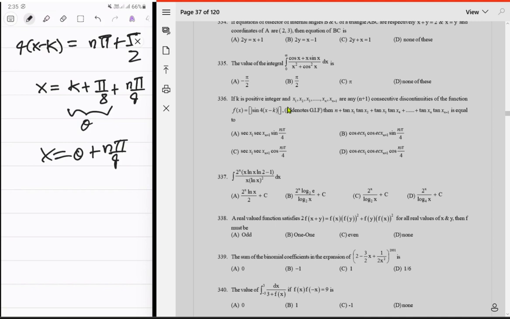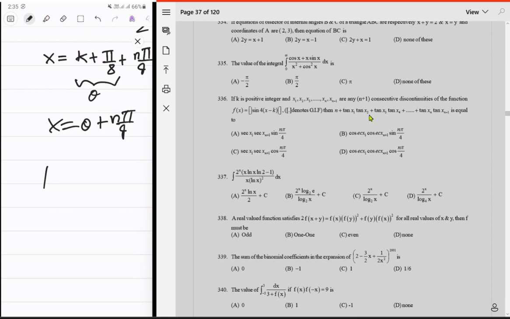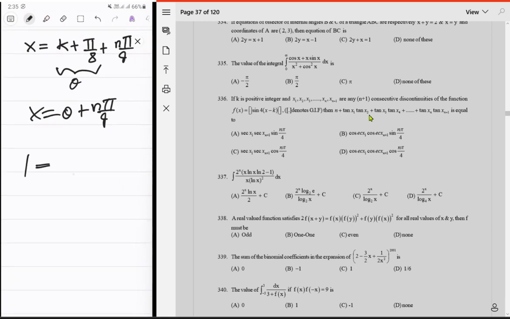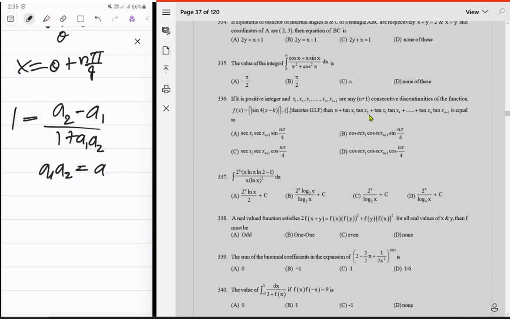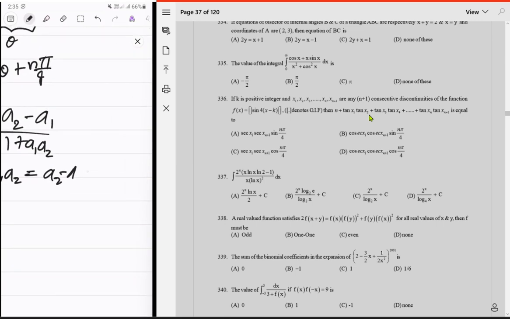Then you want this thing, right? I think I'm getting it. So tan of x1 minus x2 is just pi upon 4, which is just 1. So tan of x2 minus tan of x1, let's say a2, so tan of xn is an. So it's a2 minus a1 upon 1 plus a1 a2, right? Which means a1 a2 is just a2 minus a1 and negative 1, right?